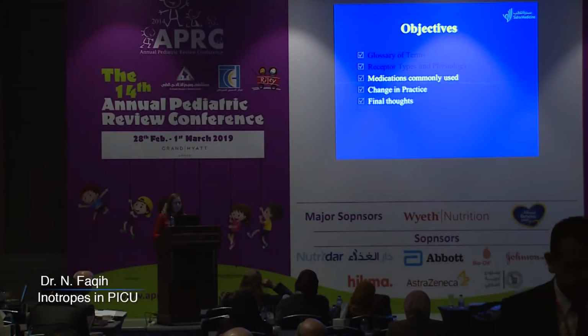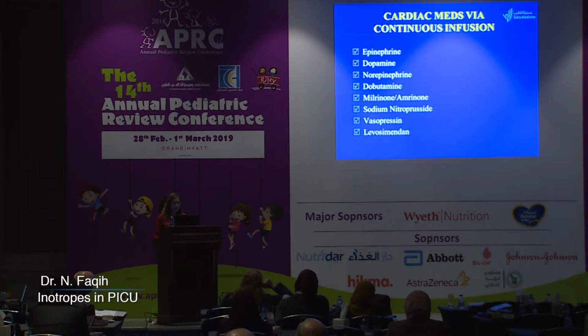So what are the medications that we commonly use and are names that you might want to remember? Via continuous infusion, we use epi, norepi, dopa, Debute, milrinone, sodium nitroprusside, and recently there's a lot of hype about the use of vasopressin, and there's one of the newer drugs which is known as levosimendan, and this is one of the newer drugs that have come into play.